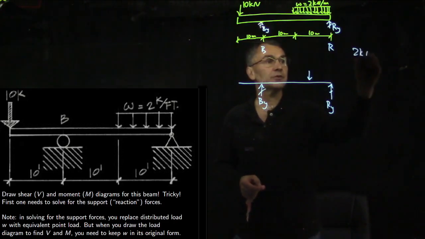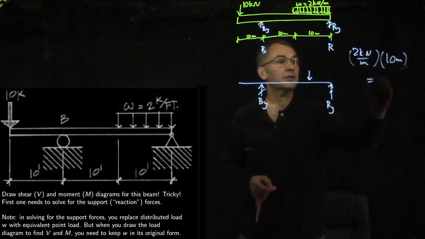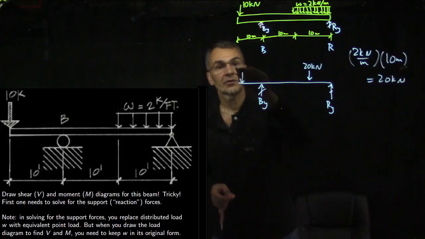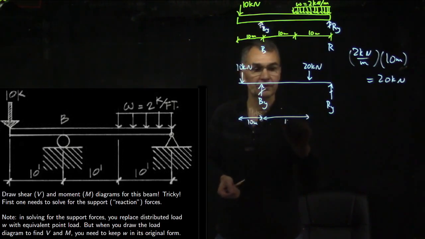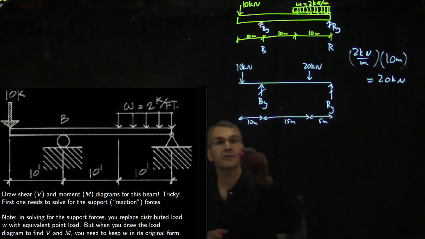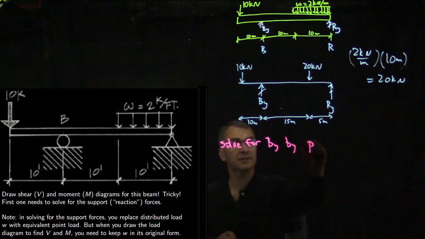This is 2 kilonewtons per meter times 10 meters equals 20 kilonewtons, and then this is 10 kilonewtons. So this distance is 10 meters, and then this distance is 15 meters, and this distance is 5 meters. Let's solve for By by pivoting about R.